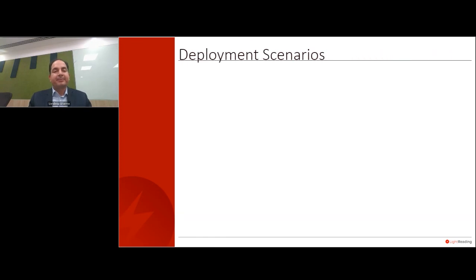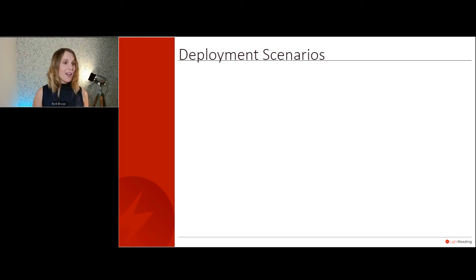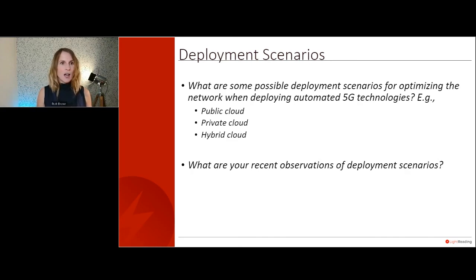So let's move on to another point during this panel discussion. We're now going to look at deployment scenarios, and we want to discuss what some of the possible deployment scenarios are for optimizing networks when we're deploying automated 5G technologies. So perhaps around public cloud, private cloud, or hybrid, and also what are our recent observations in terms of deployment scenarios that you both might have seen. So if we go to Srihari first to comment.